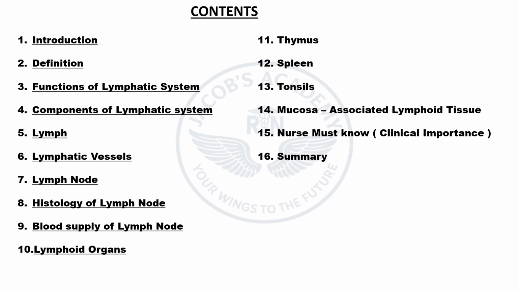Next, we will discuss the components of the lymphatic system, including lymph and lymphatic vessels. After that, we will focus in detail on the lymph node, its histological structure, and its blood supply, which are very important for exams. We will then move on to the lymphoid organs, including the thymus, spleen, tonsils, and mucosa-associated lymphoid tissue.